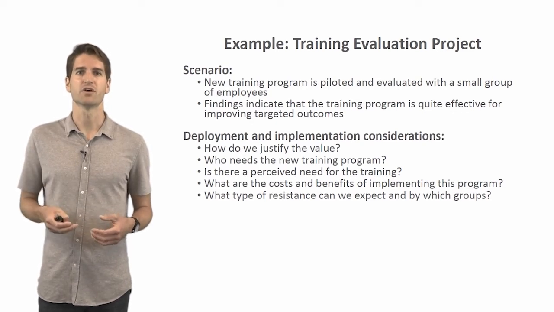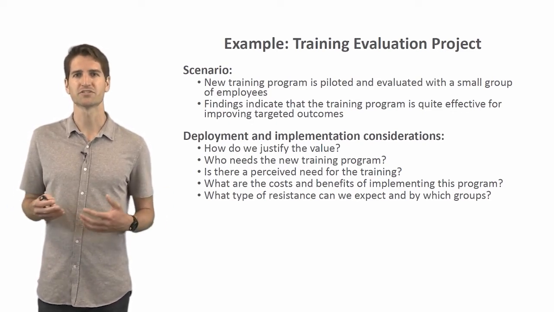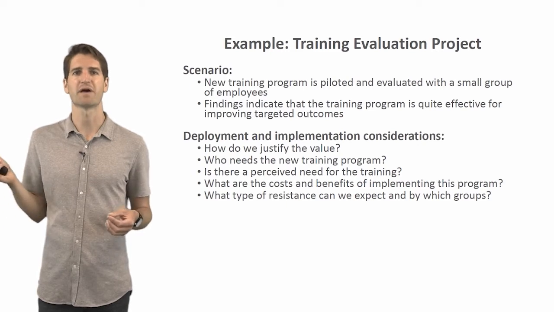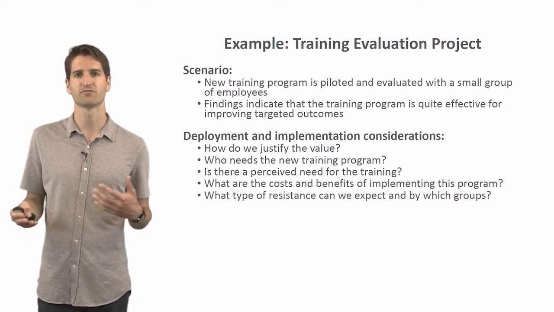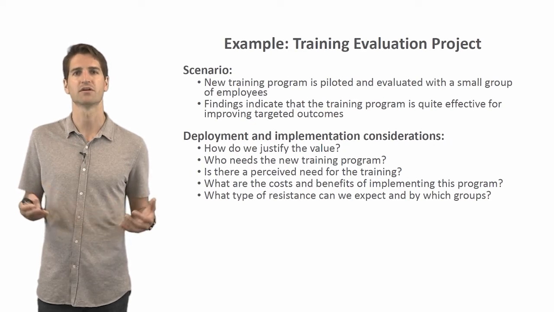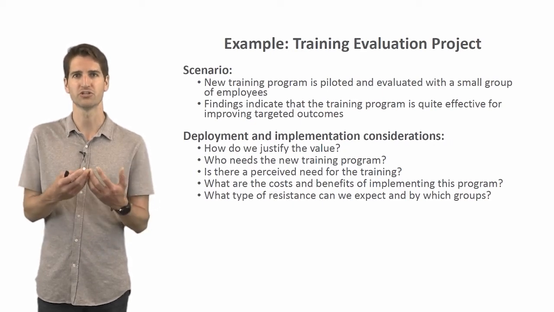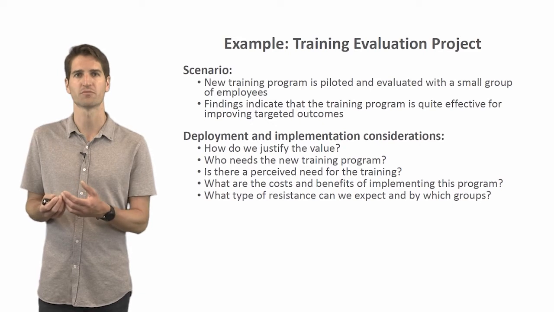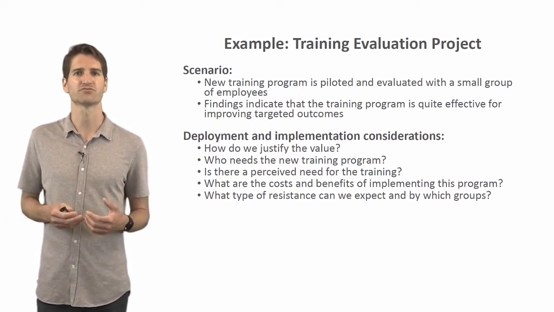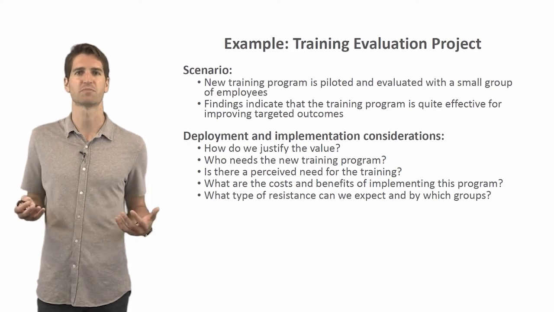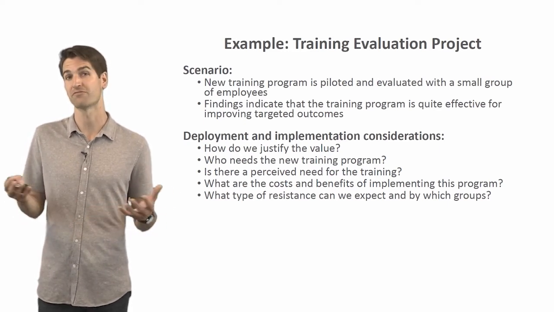Now, in addition, we might ask ourselves the question, what are the costs and benefits of this program? And this really gets back to that justification of the value of the program. And so we want to do a careful cost-benefit analysis and consider, okay, what is this training really doing for us in the short term, the long term, and what are those direct costs and indirect costs? And then finally ask ourselves, what type of resistance can we expect, and by which groups, or maybe everybody?